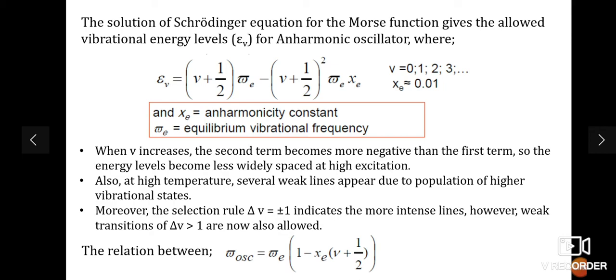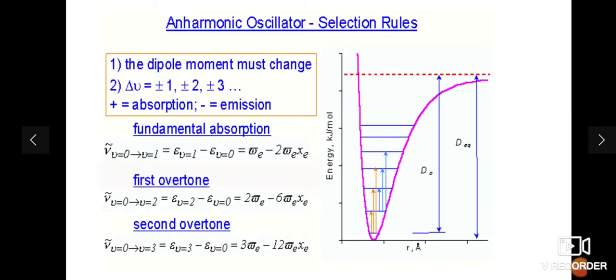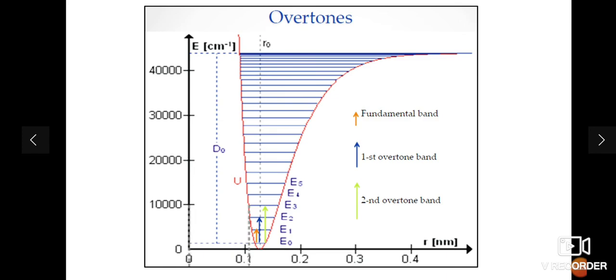So at high temperatures, several weak lines also appear due to population of higher vibrational states. Moreover, the selection rule delta nu equal to plus or minus 1 indicates the more intense lines. However, weak transitions with delta nu greater than 1 are now also allowed. The relation is shown here, and the selection rules for the first overtone and second overtone have been shown in this slide. Yes, this is for your reference for overtones.